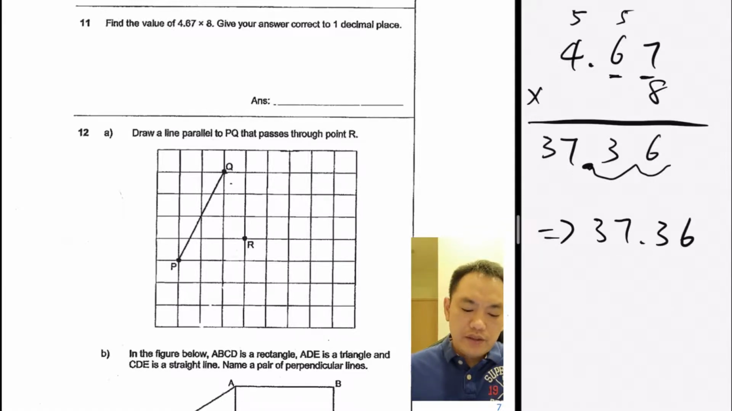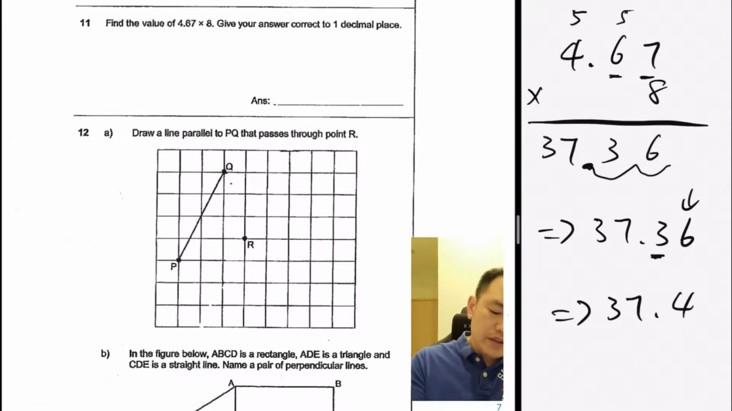So the answer will be 37.36. But the question is asking you to give your answer correct to one decimal place. Okay, so to one decimal place is here, and as we did in one of the previous questions, when you want to round off, you look at the next decimal. The next decimal was 6, which is bigger than 5, so you round up. So the answer will be 37.4. Okay, so the answer is 37.4.